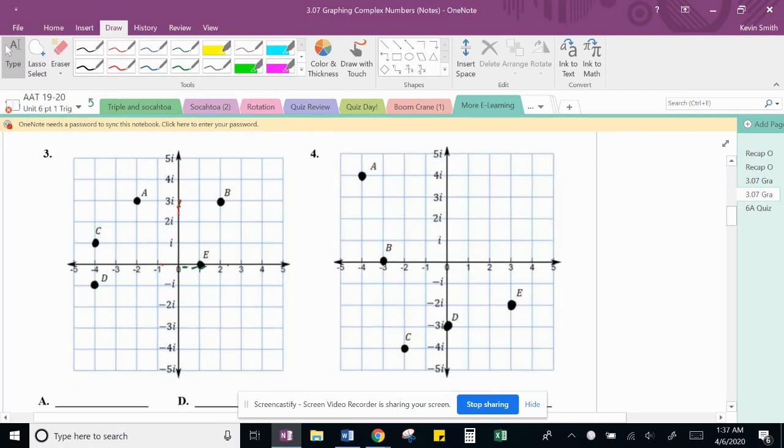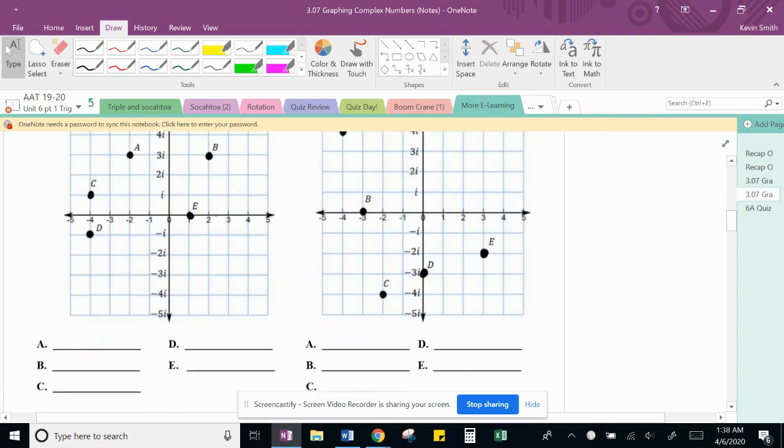Let's go on to number 3. So now we're going in the other direction where I'm giving you points, and I want you to label them for me. So if we're looking at A, we are going negative 2 in the real and 3i in the imaginary. Negative 2 plus 3i. Let's do B. We are going 2 in the real, 3i in the imaginary.